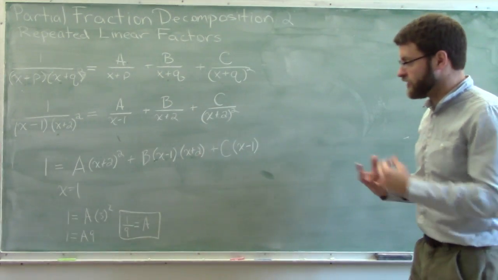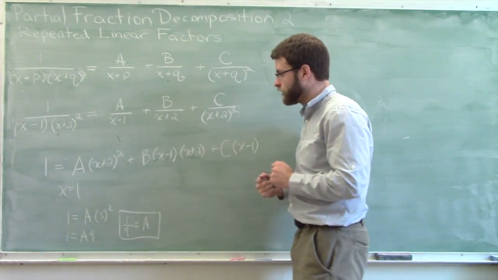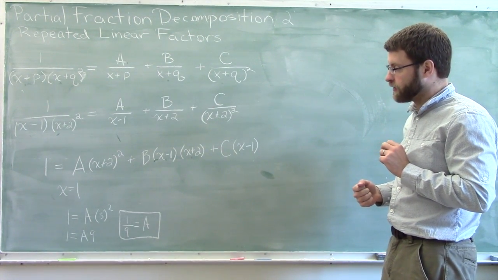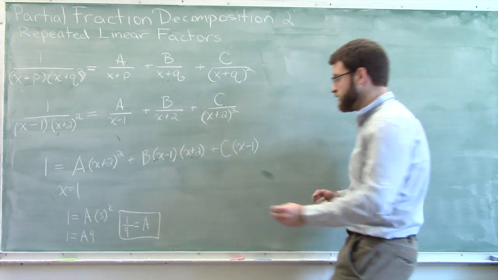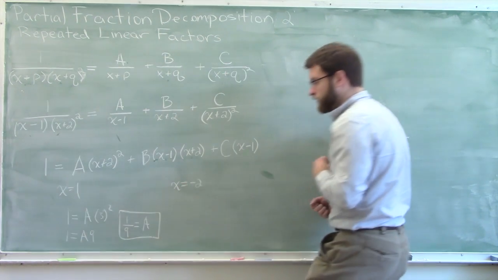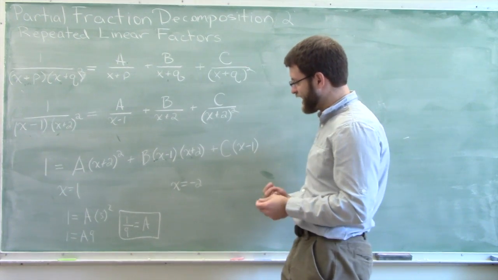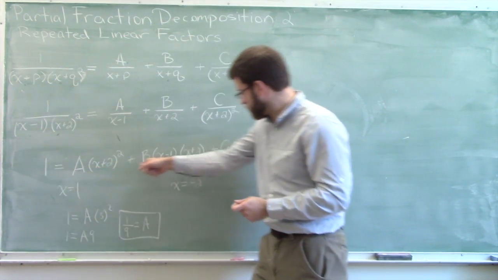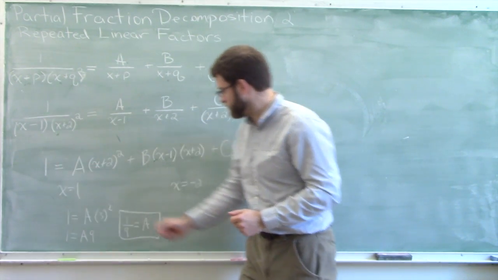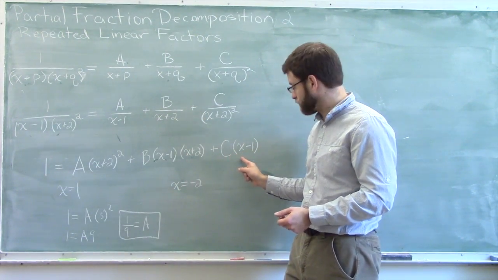Next, we'll check the next sneaky value of x that makes some of these factors cancel perfectly. And the choice that we want to make there is x is equal to -2. Okay? So if we substitute x as -2 into each one of these terms, the a term is going to cancel, the b term is going to cancel, but the c term is going to be left around.